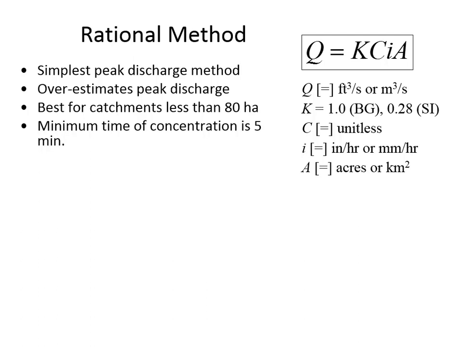Like I said, it's mainly for smaller watersheds, catchments less than 80 hectares in size, and the smaller the better, really. The larger the watershed you apply this to, there's going to be more inaccuracy there. Time of concentration is how long it takes water to flow from one edge of a catchment to the other.